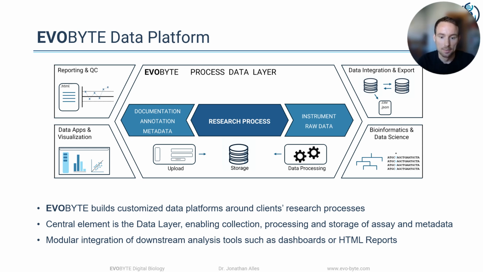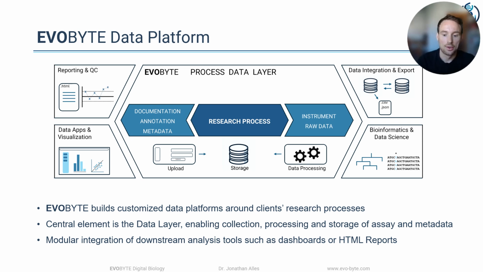There are typically two types of input data that are modeled into the process data layer. This is instrument raw data, so measurements that are produced. And on the other hand, documentation, annotation data, and metadata. The key step is to define a data structure that is able to link both the annotations and the raw data, and to save those structured data into a database or data repository so that the connection between those data types is preserved.